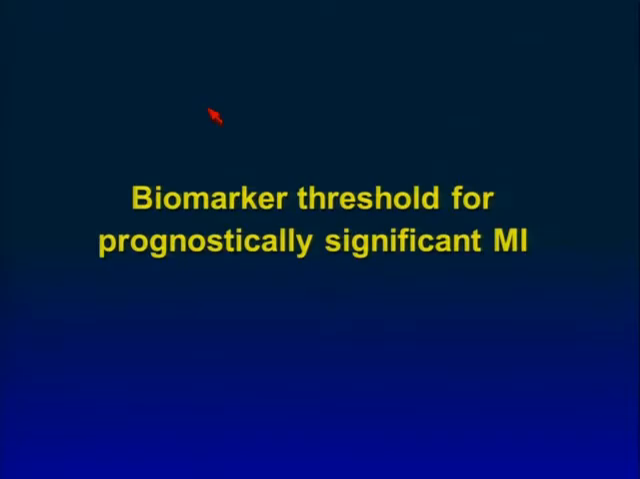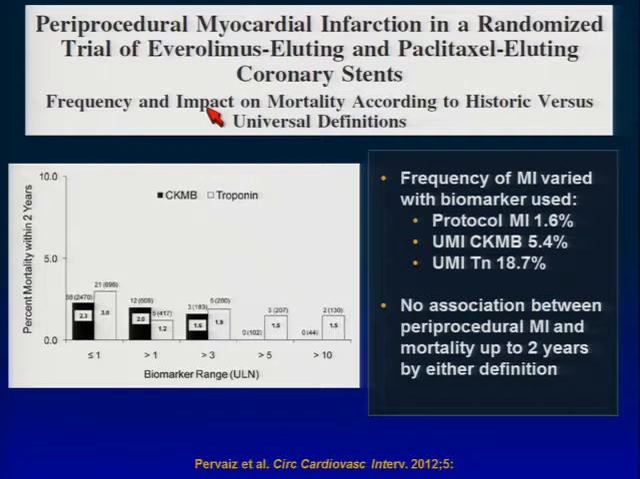So there is also controversy about what should be the biomarker threshold for prognostically significant MI. And this is data from the SPIRIT trial looking at the frequency of MI based on different biomarkers. If you look at the protocol-defined MI, the frequency is 1.6%. If you were to use CKMB, it was 5.4%. And if you were to use troponin, it was 18.7%. At least in this study, there was no association between procedural MI and mortality up to 2 years by either of these definitions.